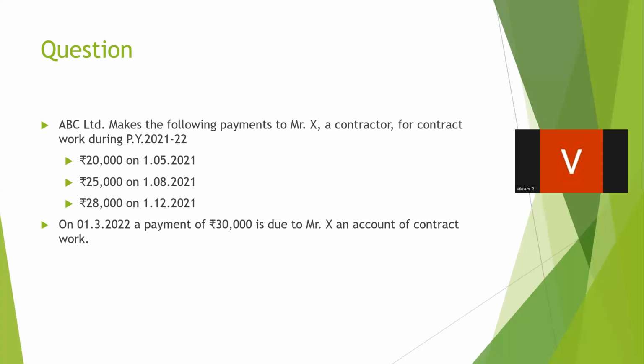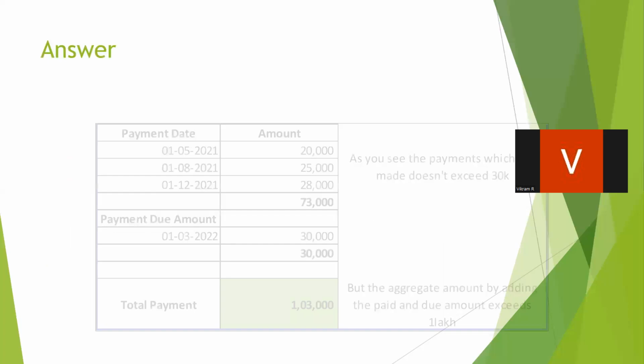So is ABC Limited liable to deduct TDS under section 194C? Yes. Because during the financial year, if you add all the four, it exceeds 1 lakh, so we need to deduct it. Like I explained before, the answer is yes.